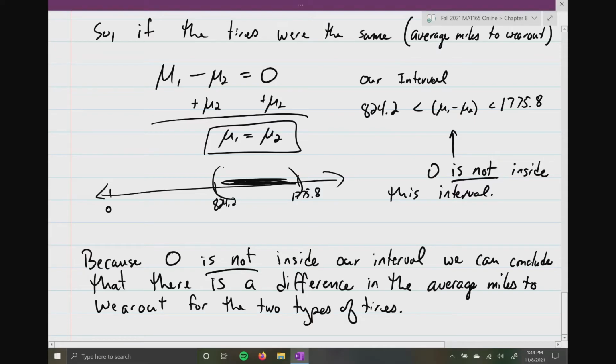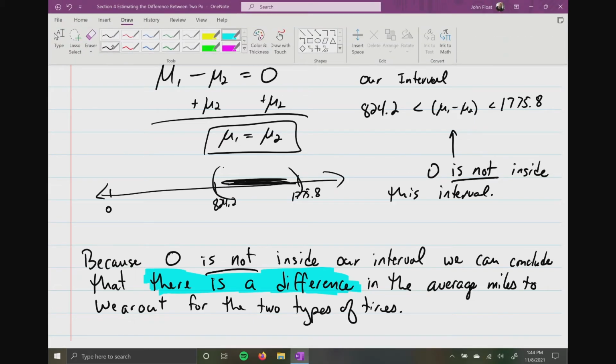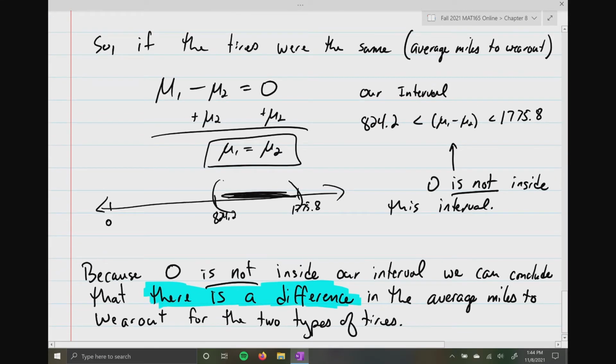All right, so let me get out my little highlighter here because this is important stuff. We can conclude there is a difference. Now, let me go over that just one more time. First thing, if the tires were the same, then we would say mu1 minus mu2 has to equal 0. And then all I did, to kind of wrap my head around it, was use basic algebra. I'm going to add mu2 to both sides, and I find that mu1 equals mu2 if they are the same.